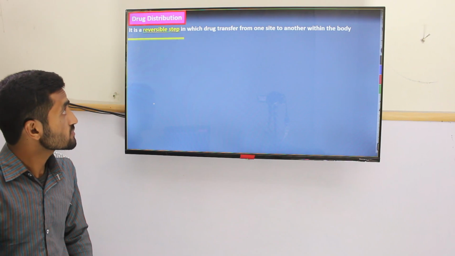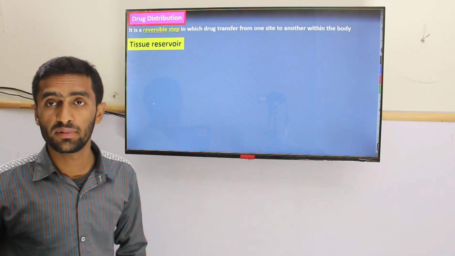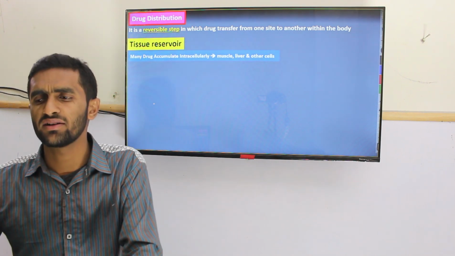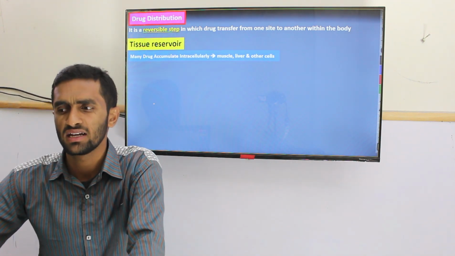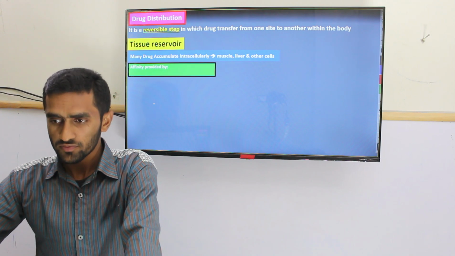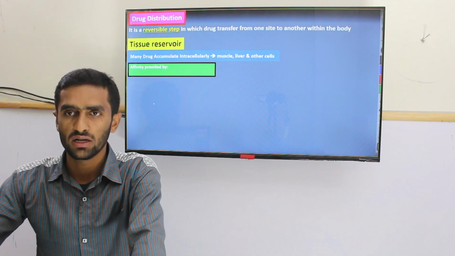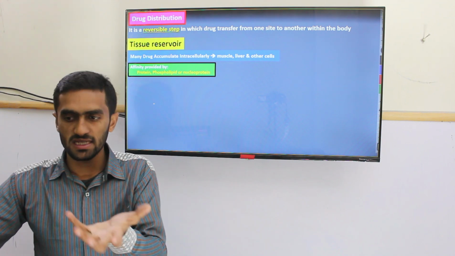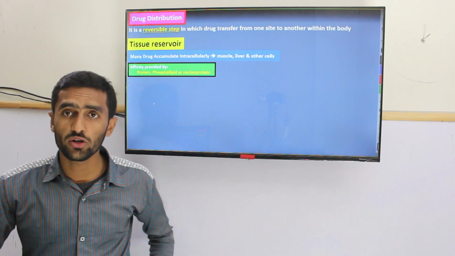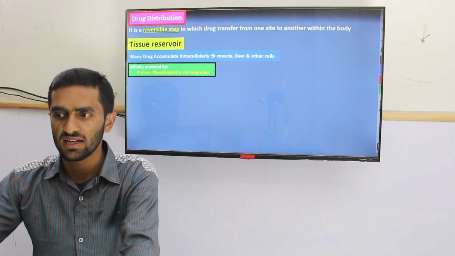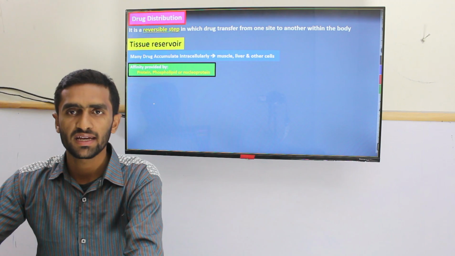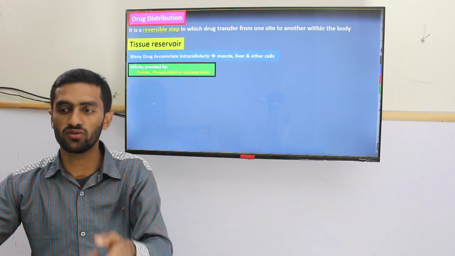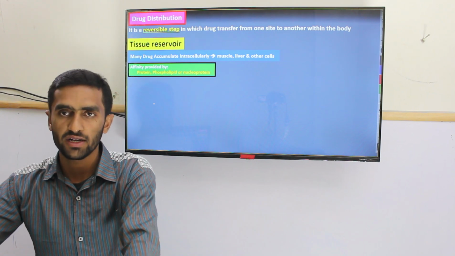Now the next step, which is the tissue reservoir. Many drugs accumulate intracellularly in the muscle, liver, and other cells. It depends upon the affinity for protein, phospholipid, and nucleoprotein. These components are present in the cells, in the muscle, in the liver, so they actually take up this drug, and your drug is bound with these components: protein, phospholipid, and nucleoprotein.